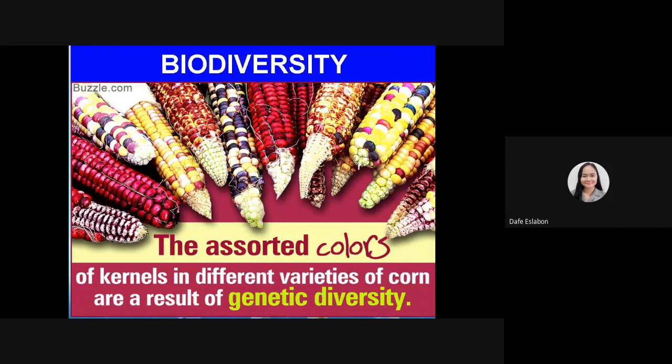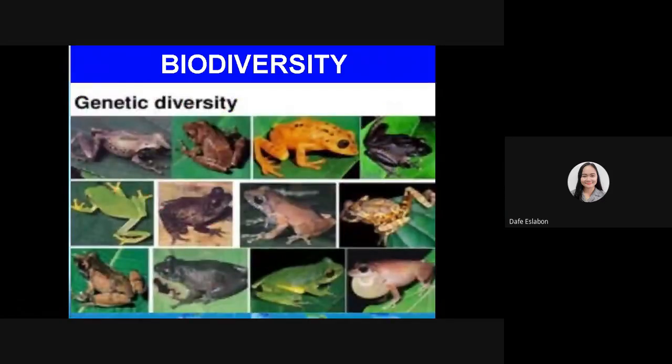We have there the colorful corn. You have the purple corn right here. You have the yellow corn somewhere. You have the red corn, and there are many kinds of corn. Even in the Philippines, it's a different kind of corn as well. So this is the best example or the best illustration of genetic diversity in plants or in corns.